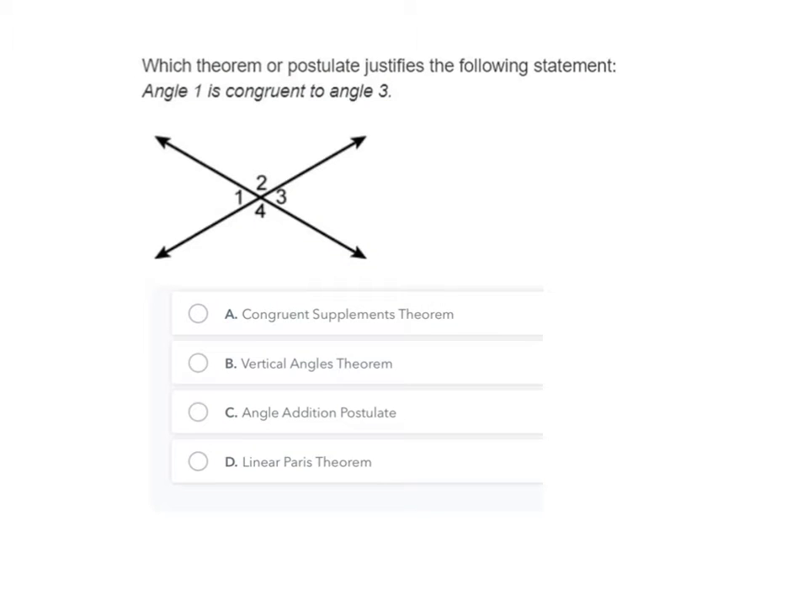Okay, this one is talking about a theorem or postulate to justify the following statement. And the statement says that angle 1 is congruent to angle 3. So let's first figure out where angle 1 and angle 3 are. Here's angle 1 and here's angle 3. Now notice that angle 1 and angle 3, they make an x. Here's one part of the x and here's the other part of the x. So because they make an x, that's our vertical angles. So this one should be the vertical angle theorem. Those are vertical angles. They have the same vertex, but they go in different directions.